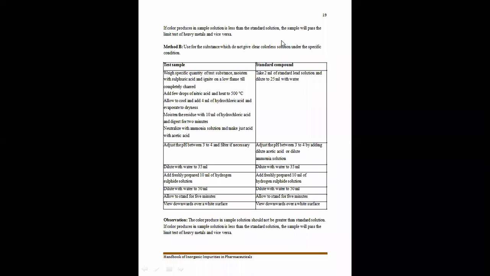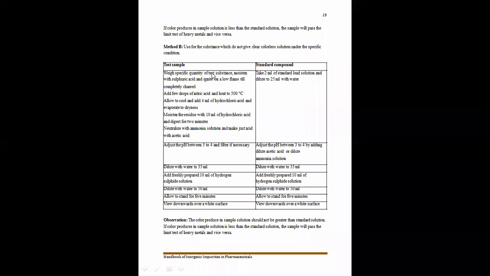Now, method B will not specifically give a clear colorless solution even after maintaining the specific conditions. Now, what is the procedure for method B for the heavy metal limit test?